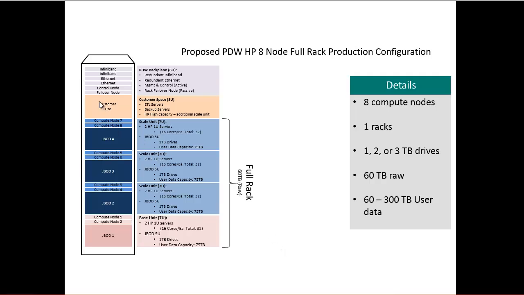And again, you can buy initially just 1 base unit, or 1 base unit plus as many scale units as you need to get the correct performance.